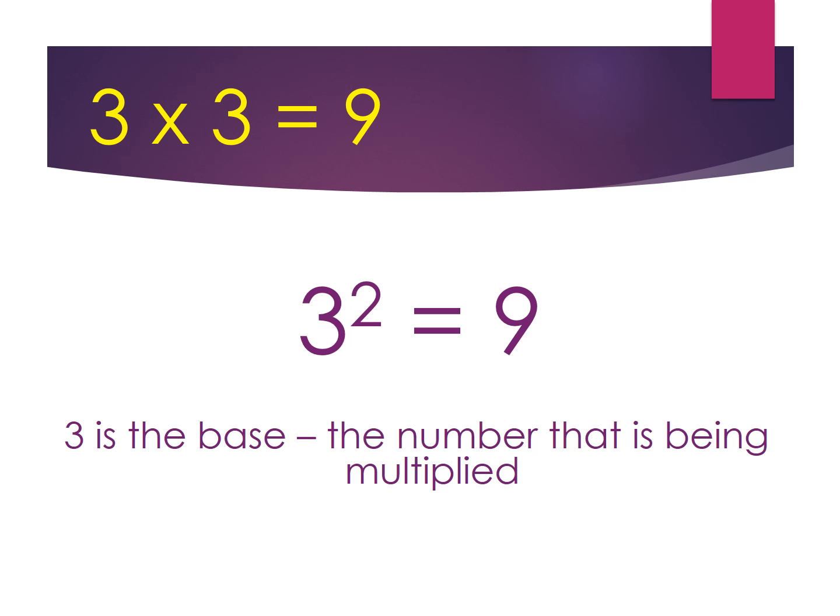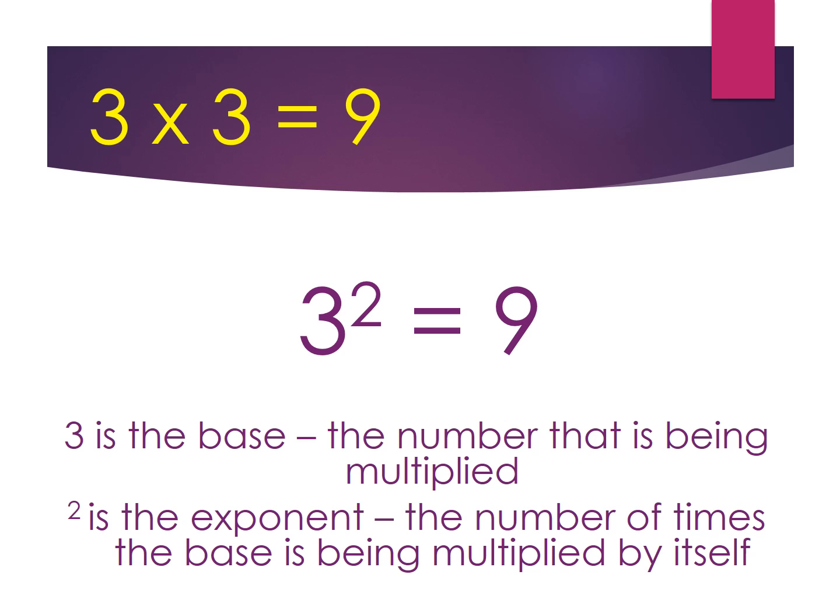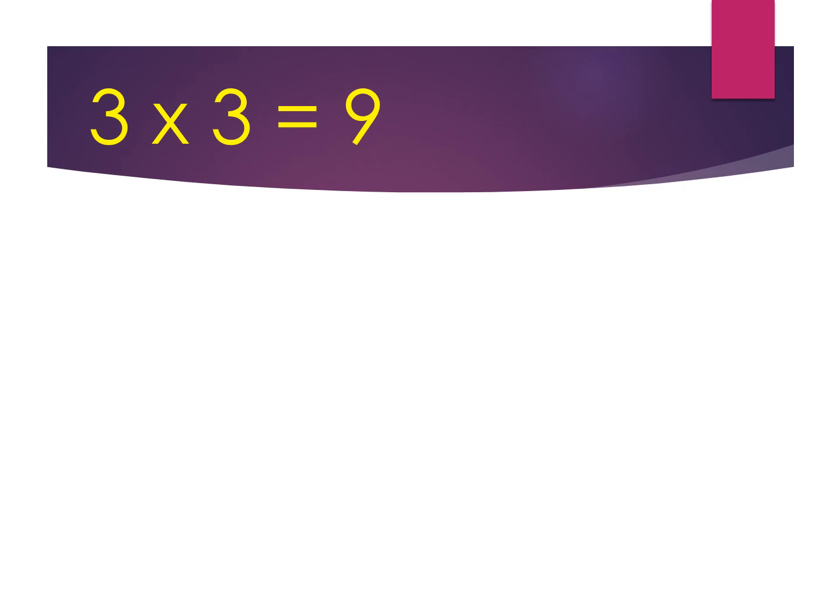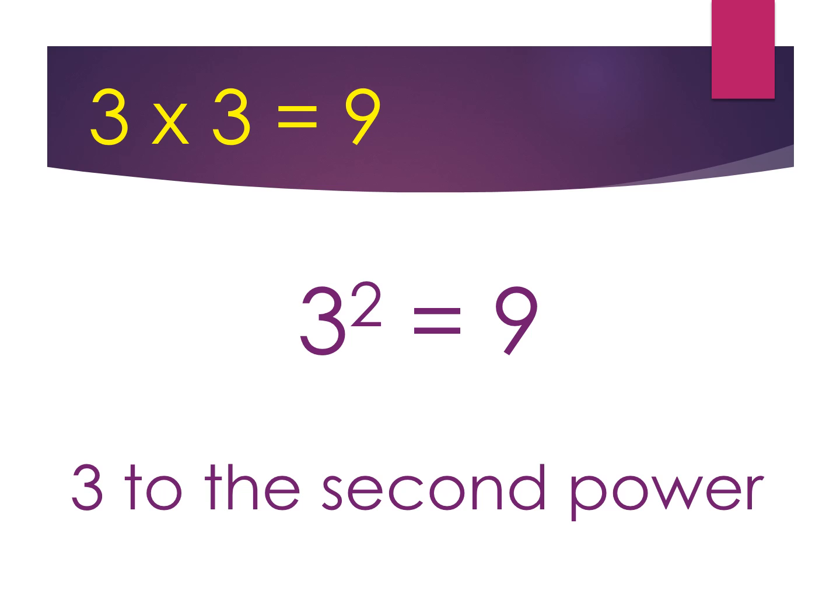In this case, the 3 is the base. That's the number that's being multiplied. And the 2 is the exponent. That's the number of times the base is being multiplied by itself. It's the number of times the base is used as a factor. And now the way to read this is 3 to the second power. 3 is our base, 2 is our exponent. 3 to the second power equals 9.